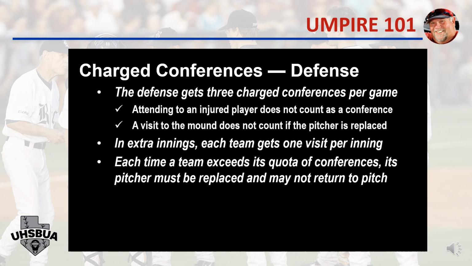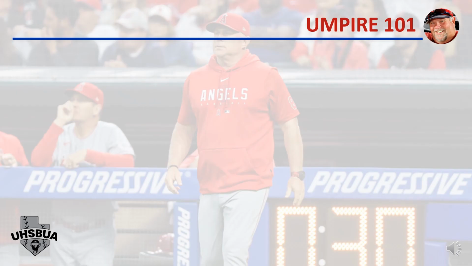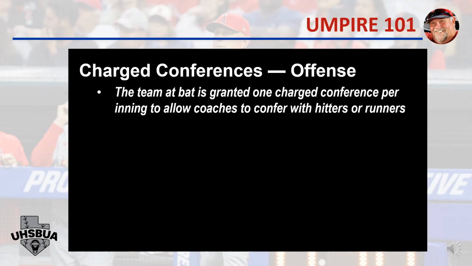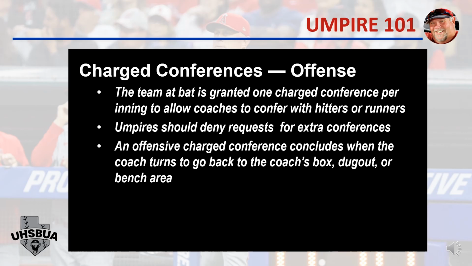A defensive charged conference concludes when the coach crosses the foul line if the conference is in fair territory. If the conference is in foul territory, the conference concludes when the coach turns to go back to the dugout or bench area. The offensive team is granted 1 charged conference per inning. The umpire will deny any further request for an offensive team conference. An offensive charged conference concludes when the coach turns to go back to the coach's box, dugout, or bench area.